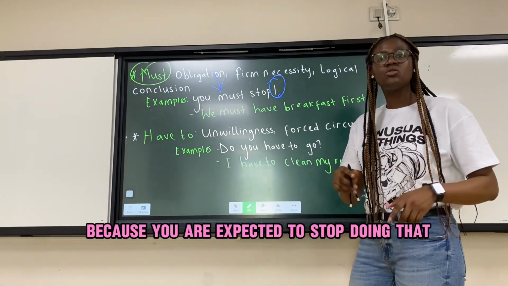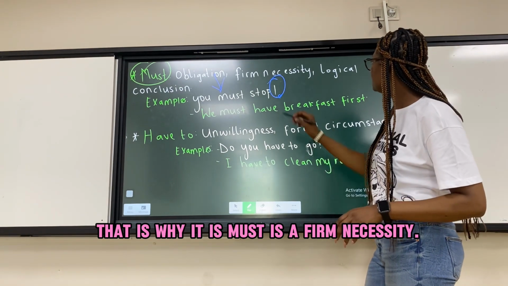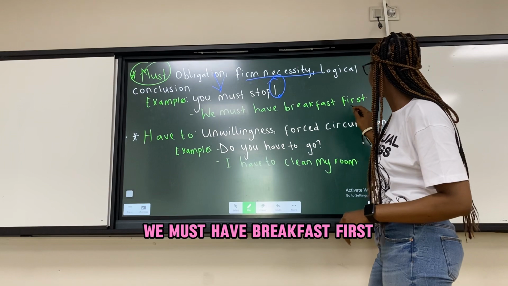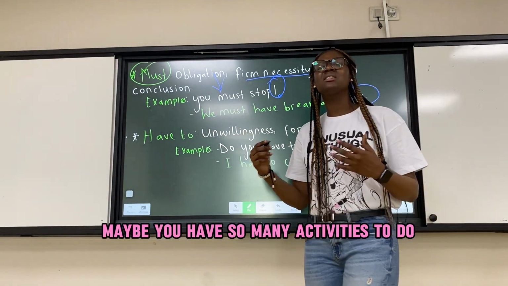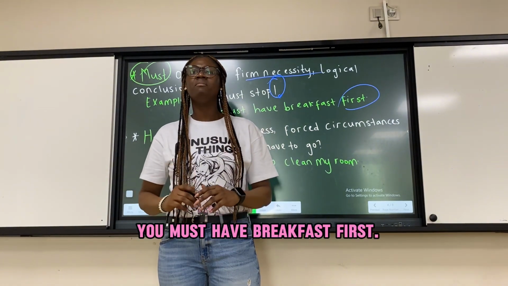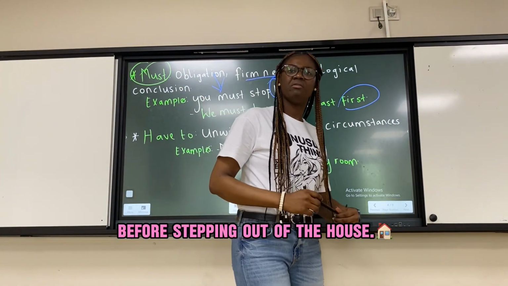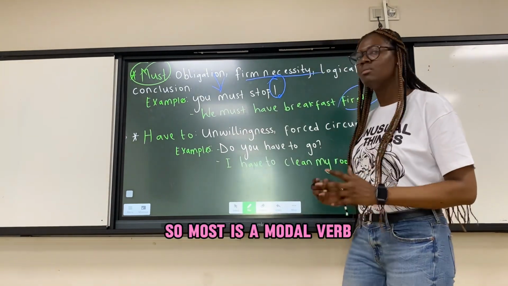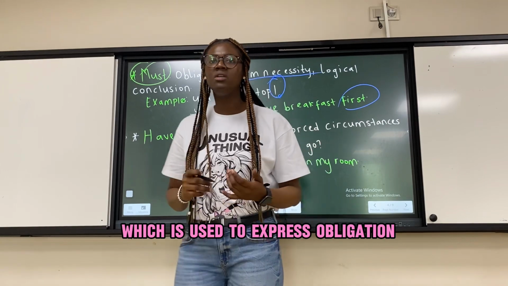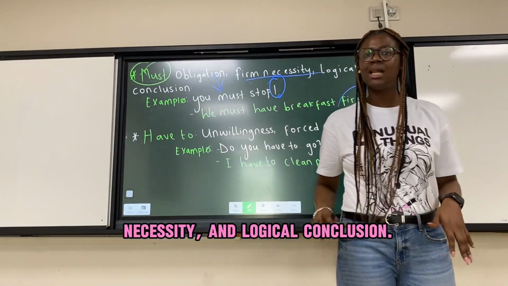because you are expected to stop doing that. That is why it is must. It's a firm necessity. We must have breakfast first. Maybe you have so many activities to do, but the first thing to do is you must have breakfast first before stepping out of the house. So must is a modal verb which is used to express obligation, necessity, and logical conclusion.